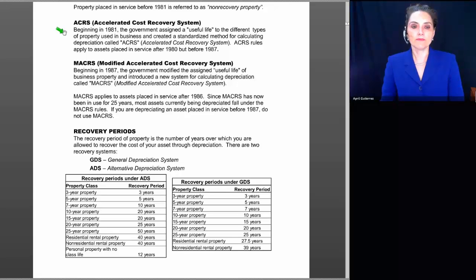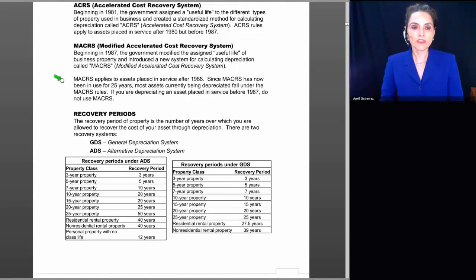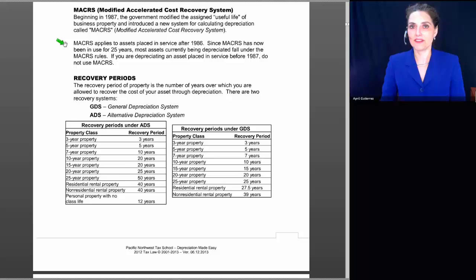Beginning in 1981, the government assigned a useful life to the different types of property used in a business and created a standardized system for calculating depreciation called ACRS. ACRS rules apply to assets placed in service after 1980, but before 1987. ACRS worked so well that they decided to spruce it up a bit, and in 1987 they introduced MACRS, the Modified Accelerated Cost Recovery System.